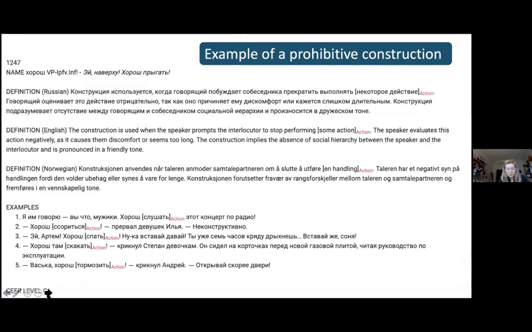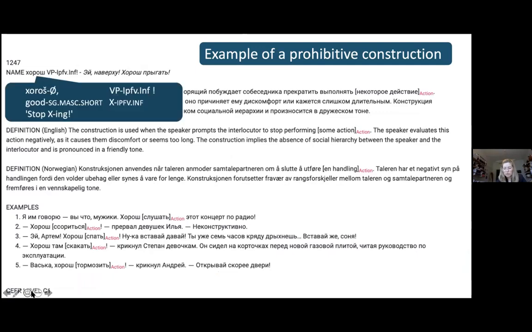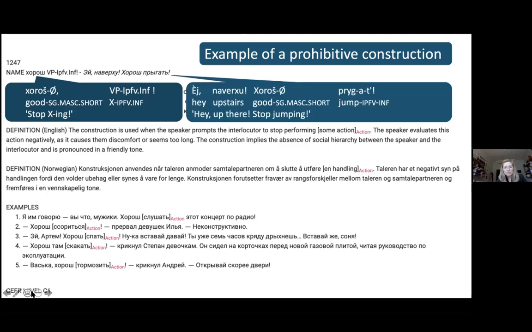Just to give you a flavor of how constructions are represented here, let us have a look at the prohibitive construction "Хорош прыгать," meaning stop xing. It has a short morphosyntactic formula and recognizable illustration. Эй, наверху, хорош прыгать. Hey, upstairs. Hey, up there, stop jumping.